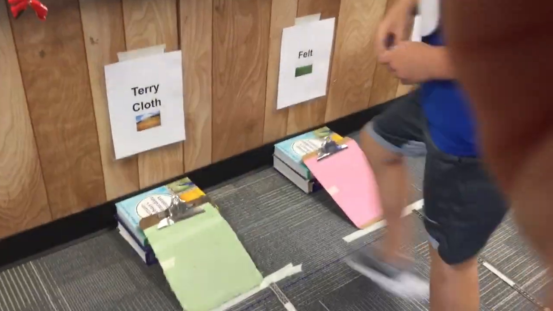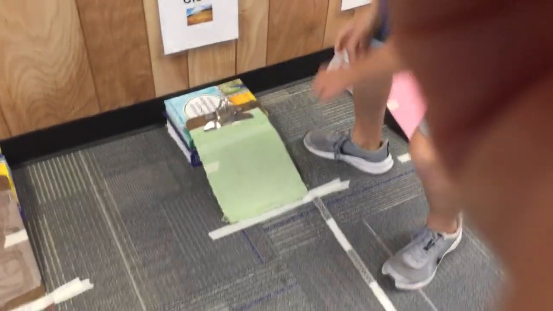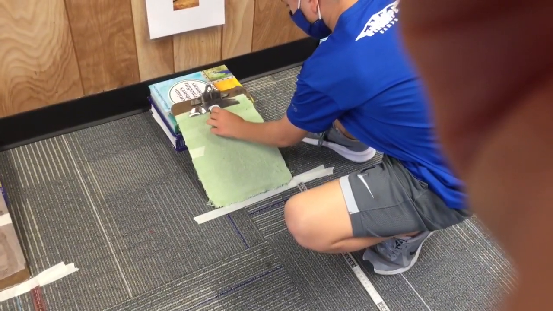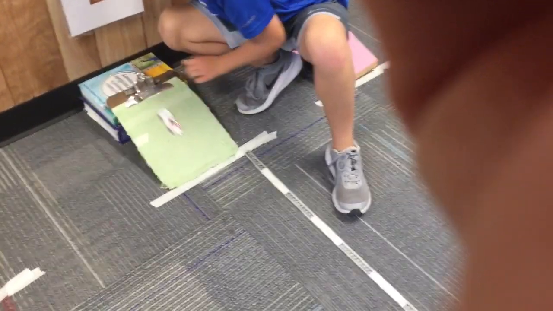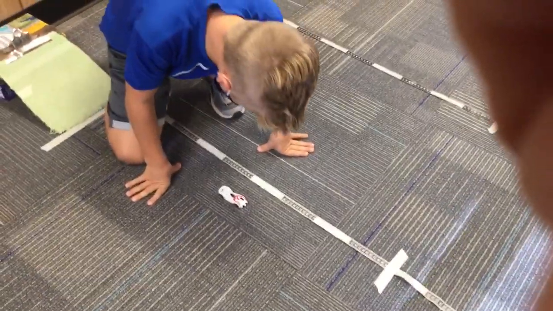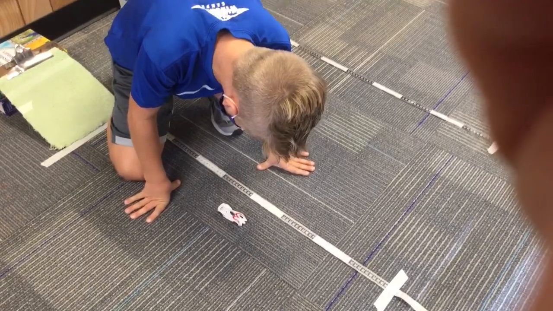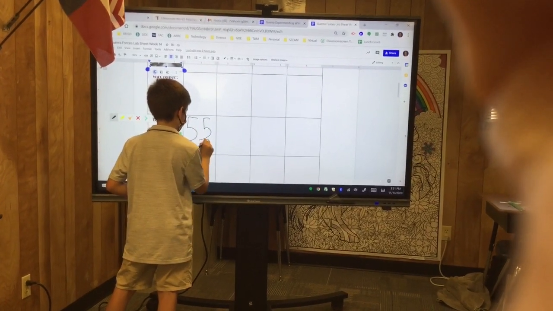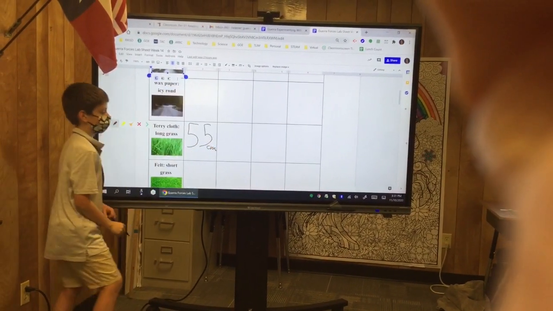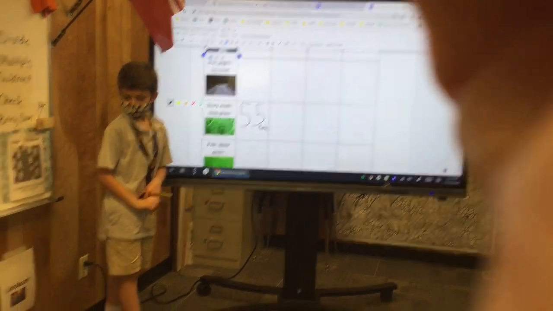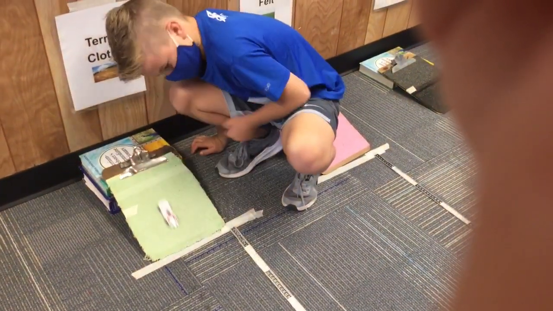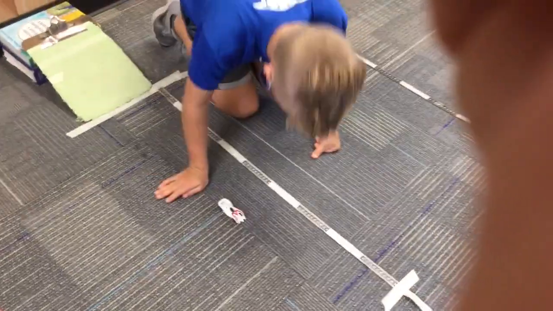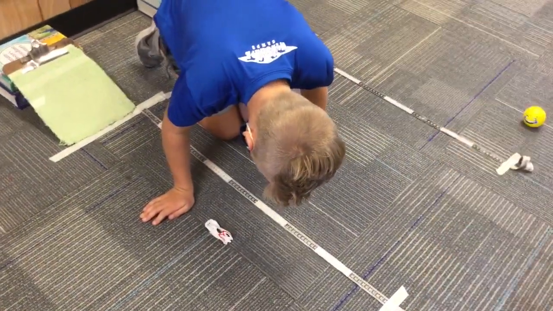Okay, now we're going to do terry cloth, and that is representing long grass. So we're pretending like our car is driving on long grass. 55 centimeters. 55. Okay, test number 2. Launching. 56 centimeters.